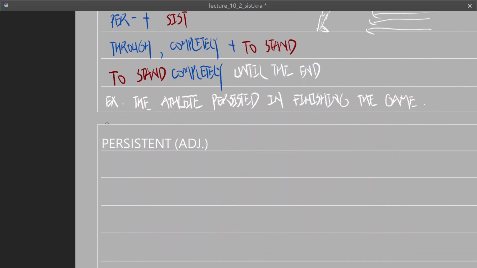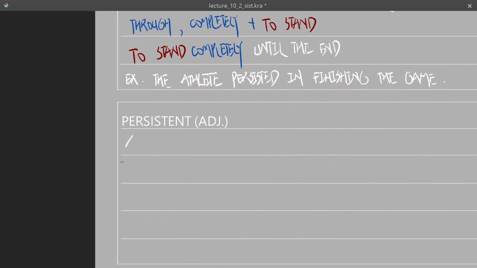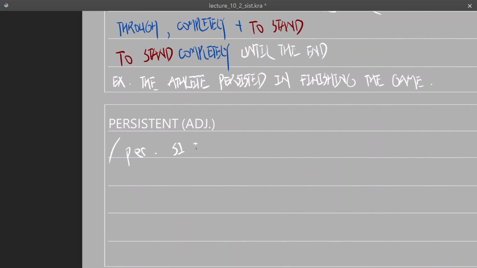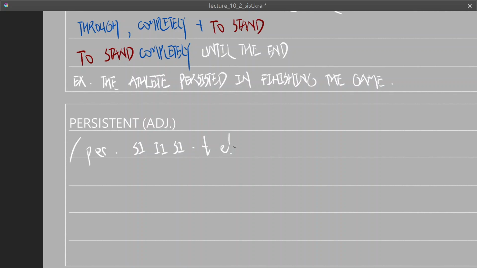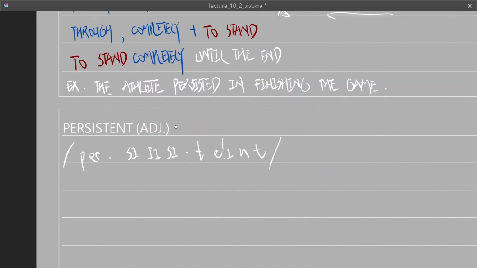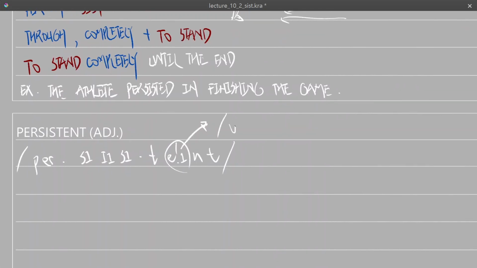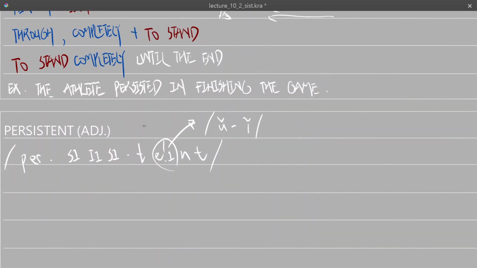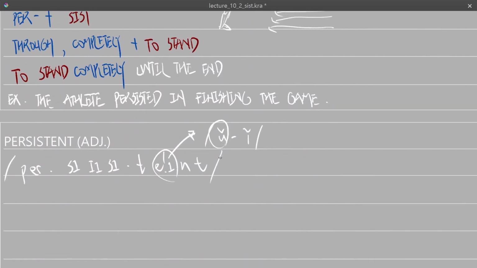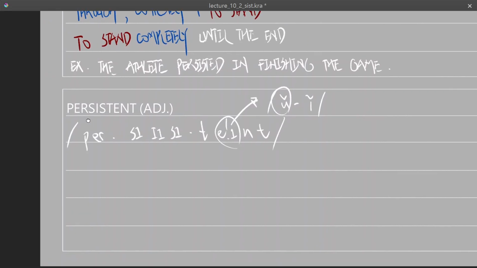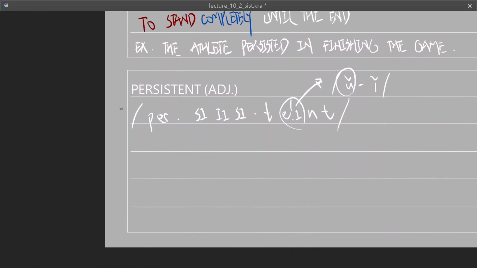Next we have persistent. Remember, that's the first schwa sound of a sound. So we have two schwa sounds. That's the first schwa sound. So we have persistent.